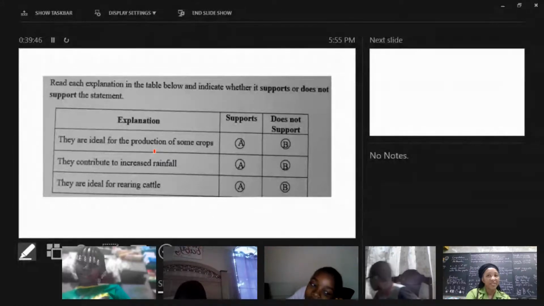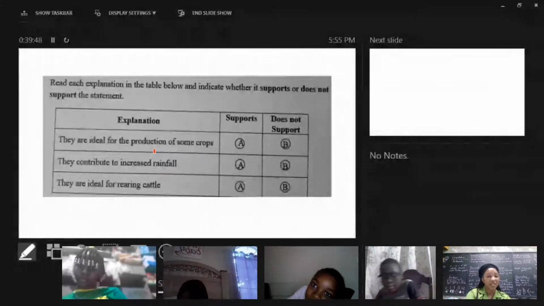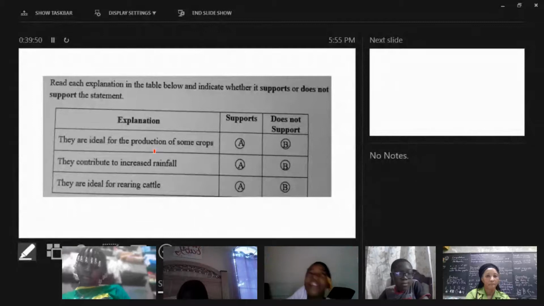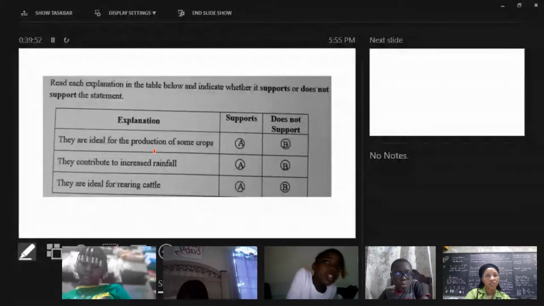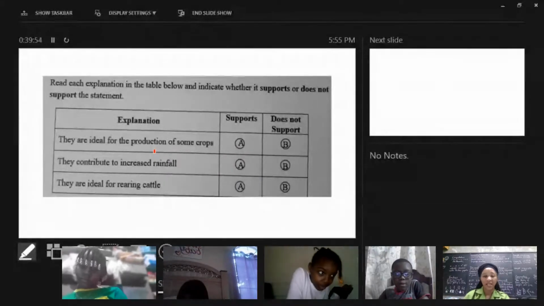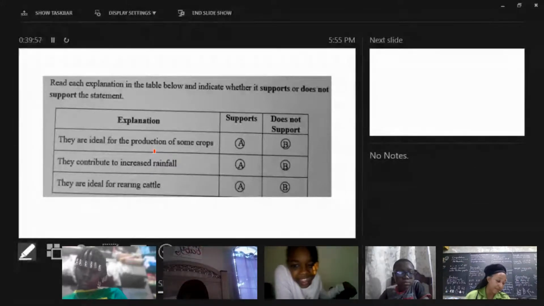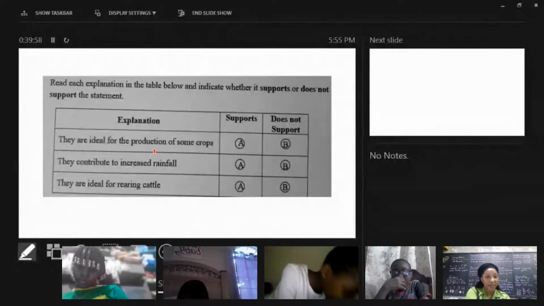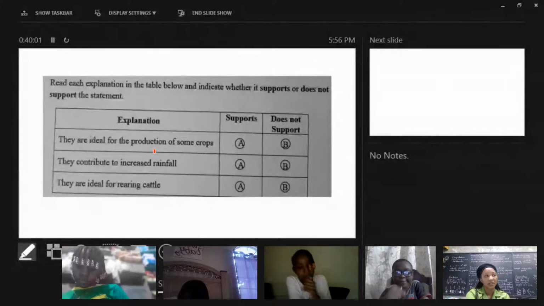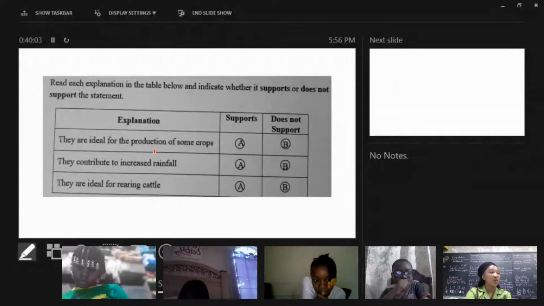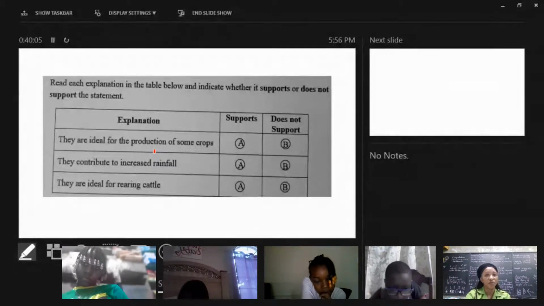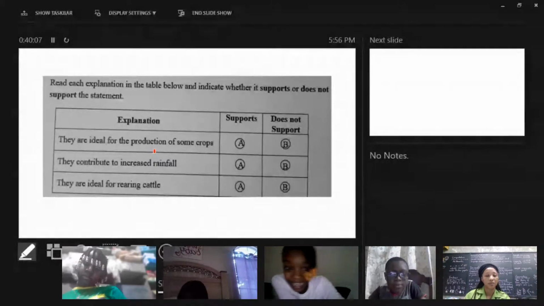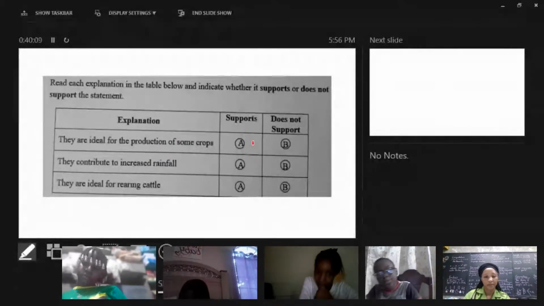Are there crops that thrive in the mountain regions? Well, flowers grow in the mountain region. Some crops need hilly or mountainous regions to thrive, like the coffee plant. Some crops need hilly and cool regions to grow the best. Okay, Miss, that's true, that supports.